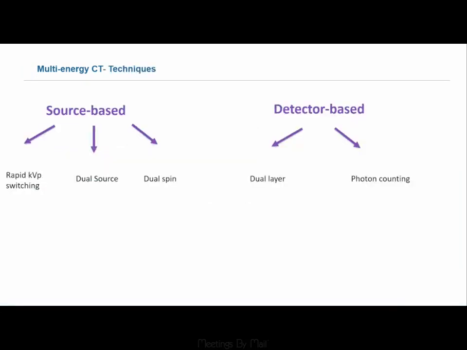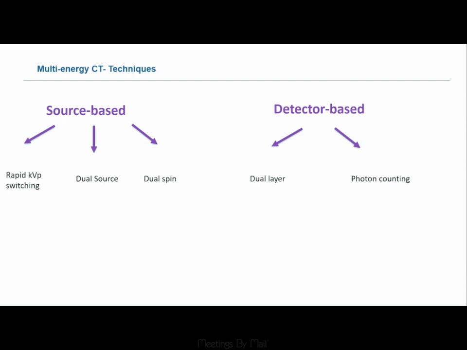There are different ways of acquiring this data. There are a lot of technologies which are based on the X-ray source, like a dual source, which has 2 different X-ray tubes operated at different energies, or a rapid kVp switching, in which there is one X-ray source, but the energy of that source alternates between high and low energies at each projection. And then we have a dual spin, which is not commonly used. Then we have some detector-based technologies, like a recently introduced dual layer technology. And then there is also photon counting, which has the capability to provide more than 2 energy levels.